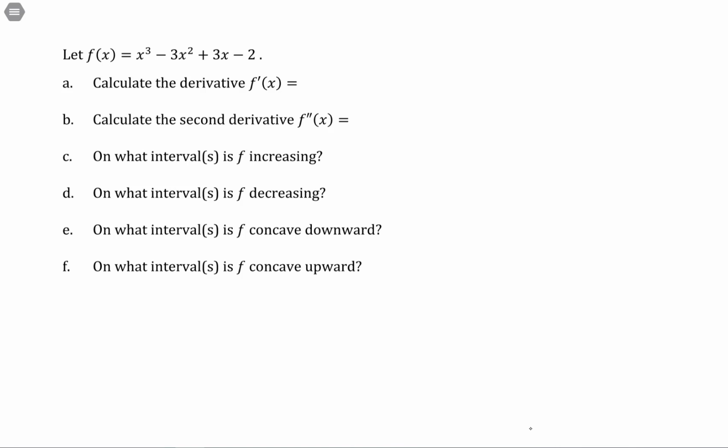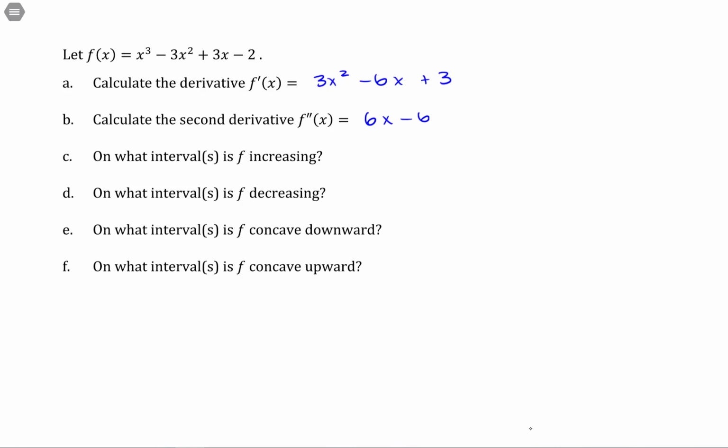Let f of x equal x cubed minus 3x squared plus 3x minus 2. Calculate the derivative f prime of x. So using the power rule, we would have 3x squared minus 6x plus 3. And the second derivative would be just as straightforward with the power rule. So that is 6x minus 6.